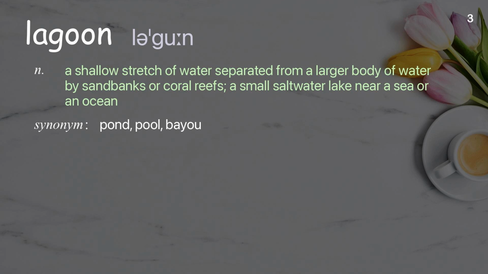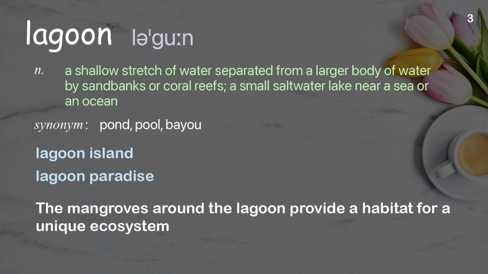Lagoon. A shallow stretch of water separated from a larger body of water by sandbanks or coral reefs, a small saltwater lake near a sea or an ocean. Examples: Lagoon Island. Lagoon Paradise. The mangroves around the lagoon provide a habitat for a unique ecosystem.